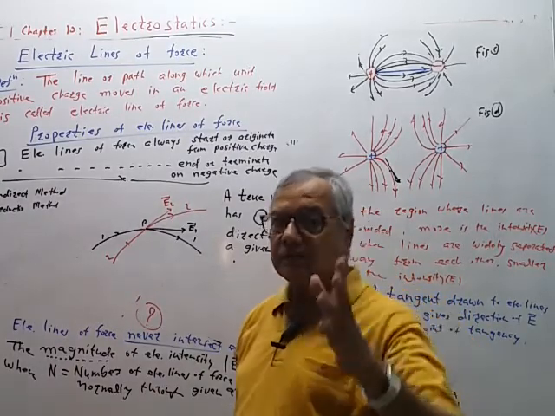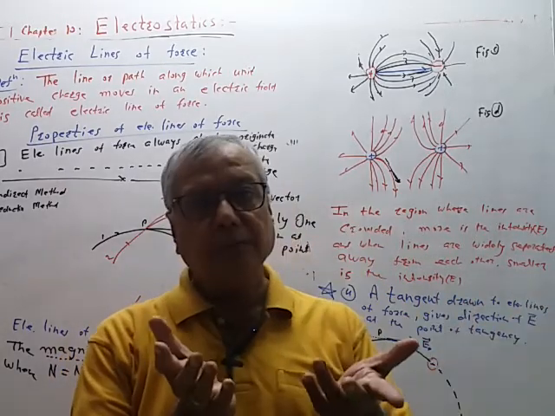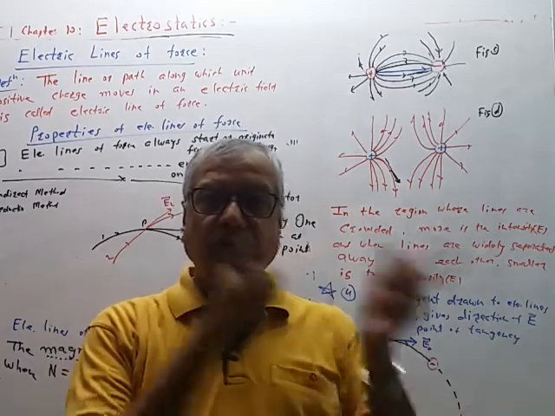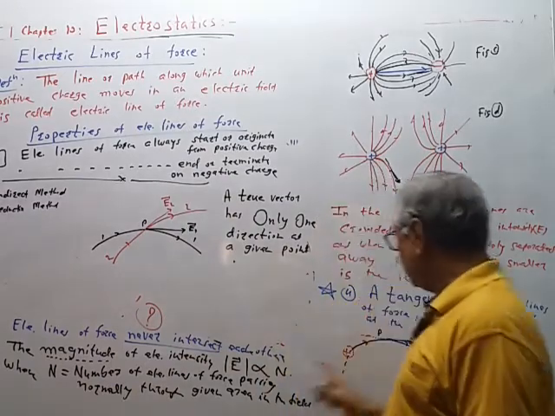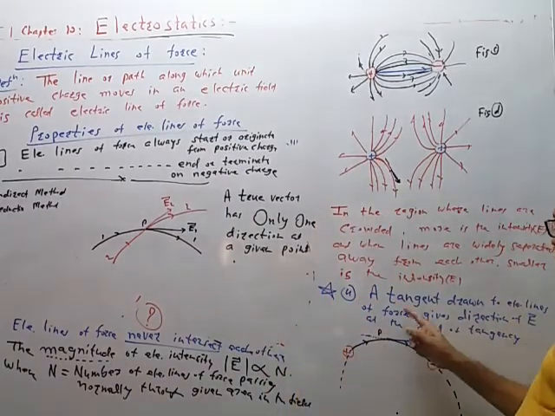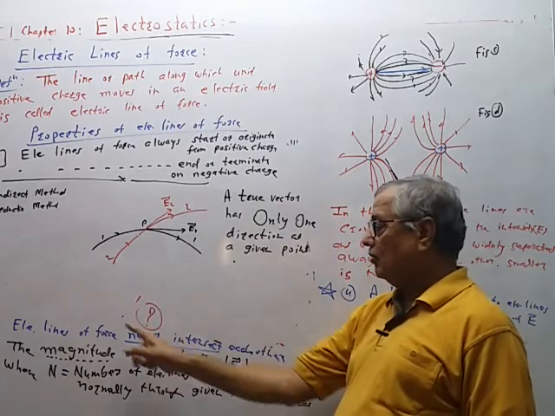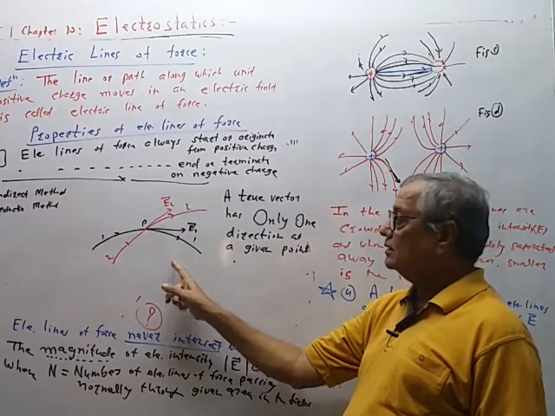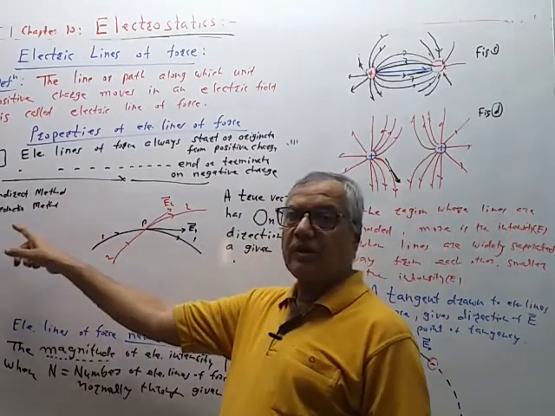The number of electric lines of force passing through a given point is either 0 if there is no field, or maximum 1. Minimum 0, maximum 1. So this property, that a tangent gives the direction of the electric intensity, is used to explain why lines of force never intersect each other. This is called the indirect method, the reduction method, or the contradictory method.